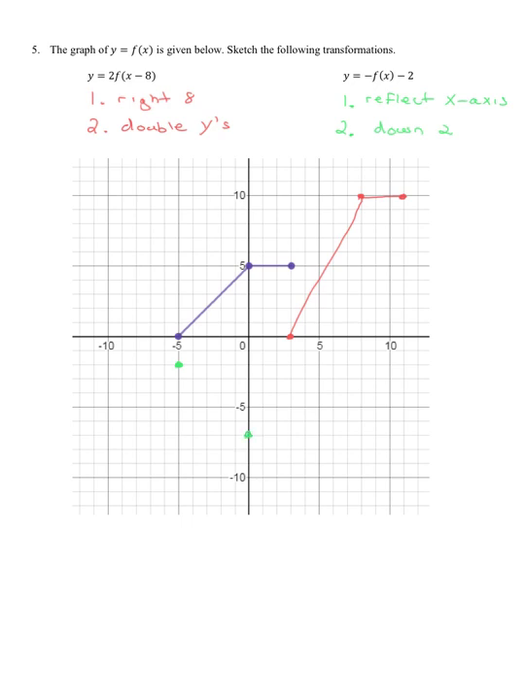And lastly, this point, if I multiply the y value by negative 1, it goes to negative 5, and subtracting 2 more takes me to negative 7, which is right here. And then this is the resulting graph. It was reflected over the x-axis, and then the whole thing went down 2 more places.